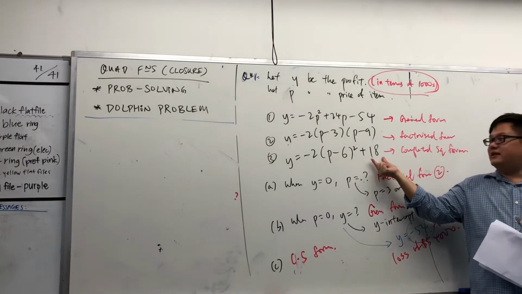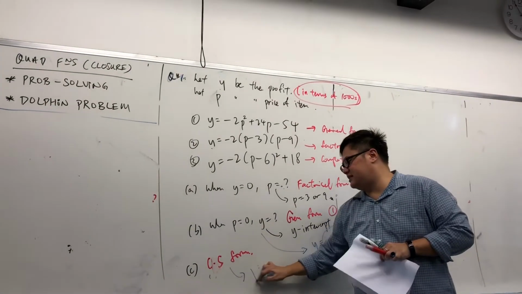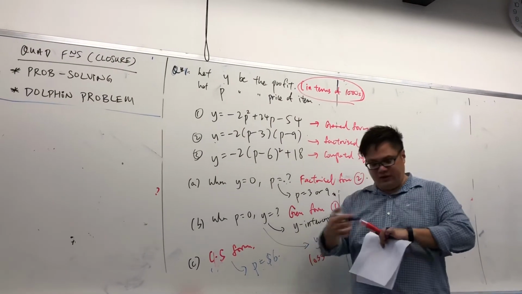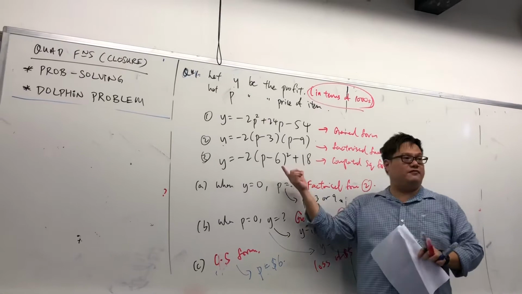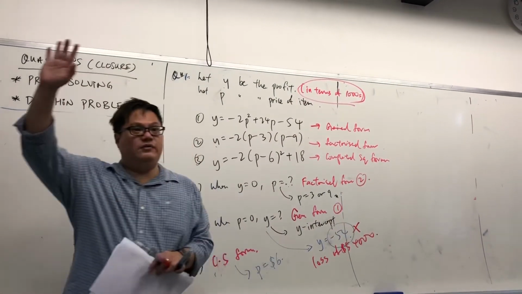What is the price then? The price is $6. You will use this form. Don't need to do anything. From the equation, straight away, from the expression, you can tell already. Okay? Are we doing good so far? Okay.